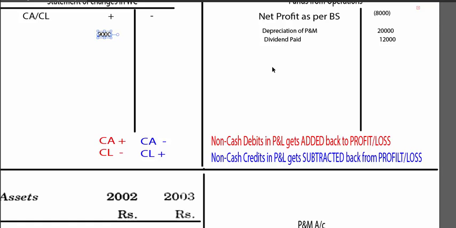There's no actual movement of money, but then it would have been debited in the P&L account. It would have been subtracted to find out the overall net profit. So now we have to add it back. It's a non-cash debit in P&L, so we add it back. Goodwill of 5,000.